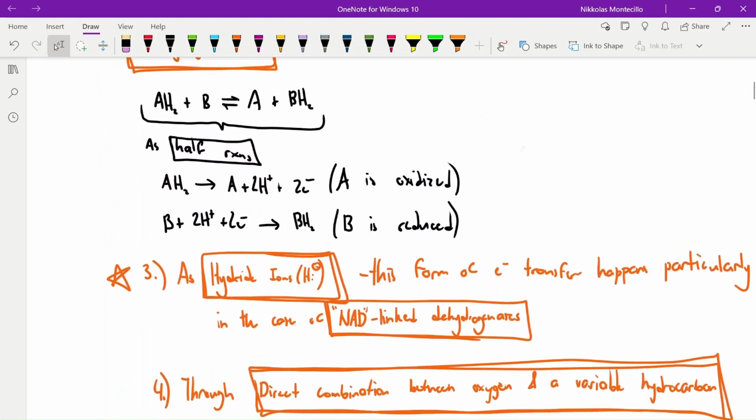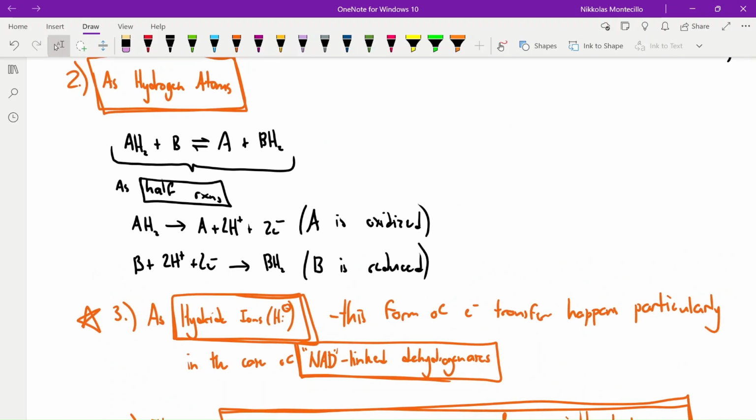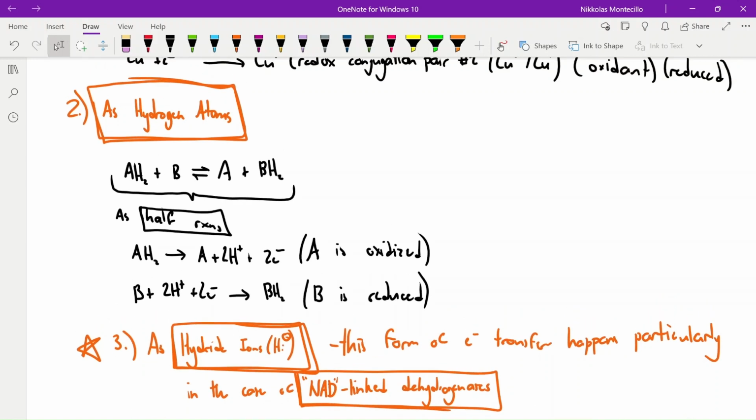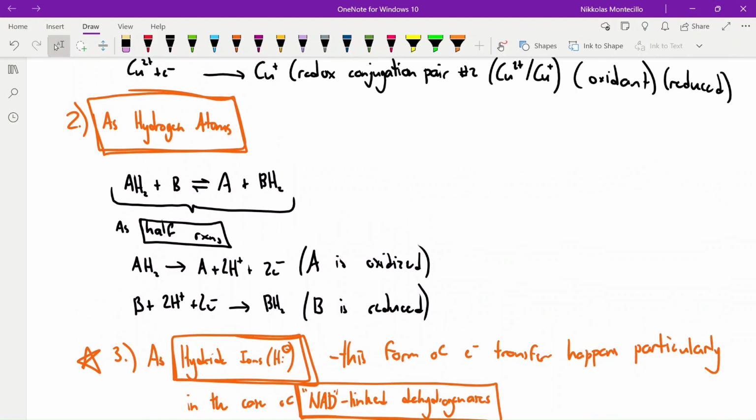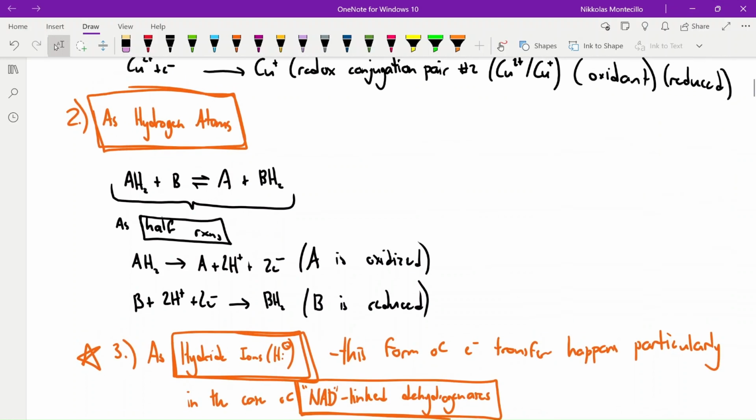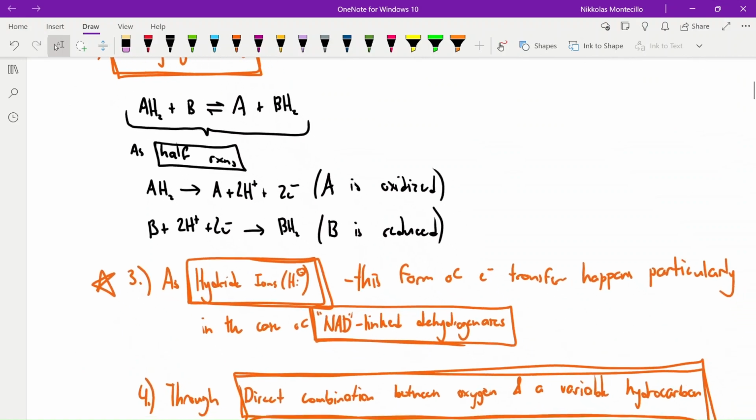Now, the third way electrons are transferred is as hydride ions. This form of electron transfer happens particularly in the case of any NAD, or nicotinamide adenine dinucleotide, linked dehydrogenase. So in terms of this particular electron carrier, which we'll go through later, electrons are transferred between NAD and some sort of arbitrary molecules through hydride ions, which is just a negatively charged hydrogen ion which contains 2 electrons.